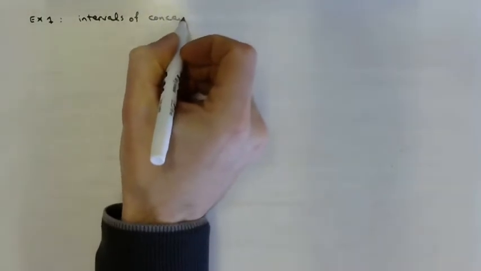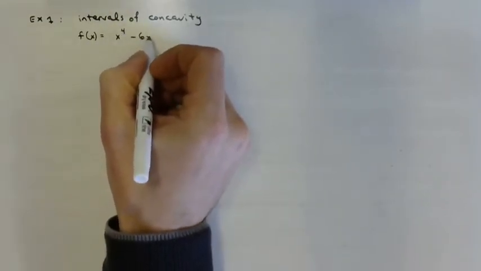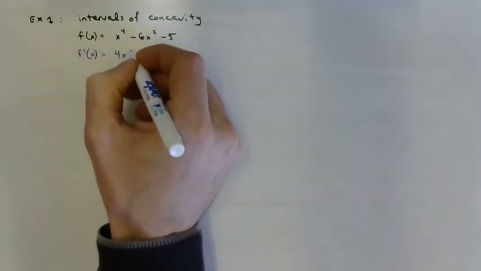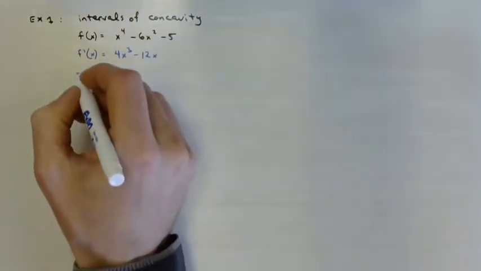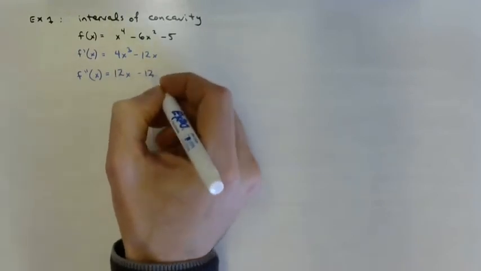Example 1, intervals of concavity. We are given a function, f of x equals x to the power of 4 minus 6x squared minus 5. We're going to find the points of inflection, which is going to give us the intervals of concavity. So we need the first derivative, which is 4x cubed minus 12x. And we need the second derivative, which is 12x squared minus 12.